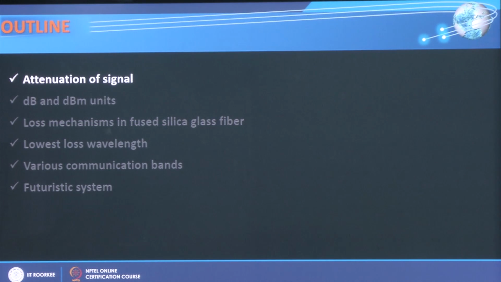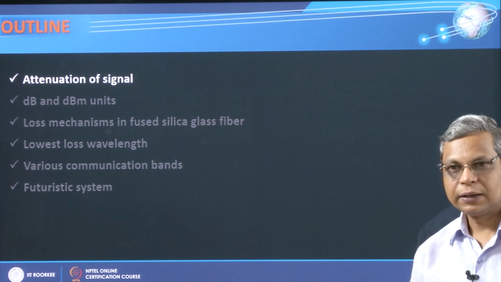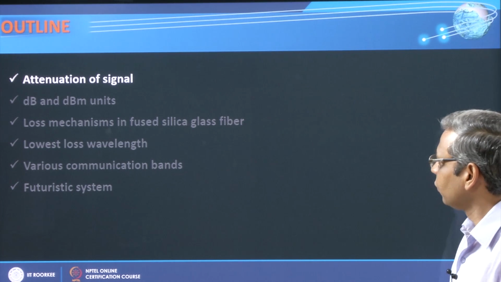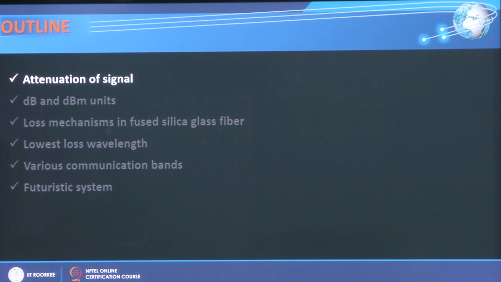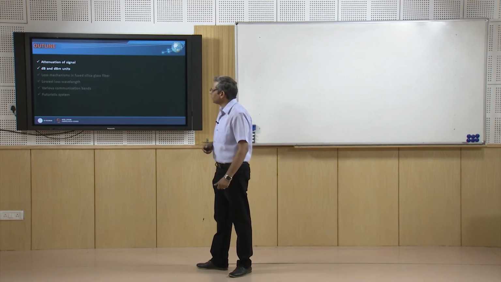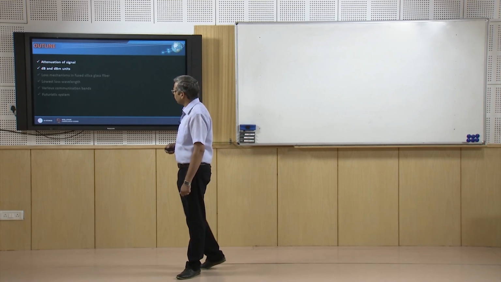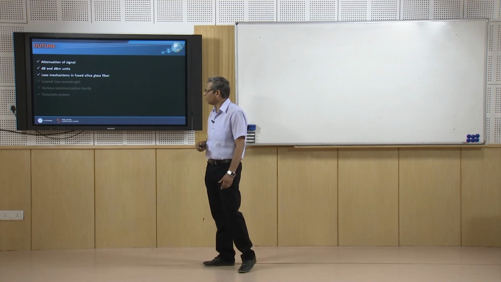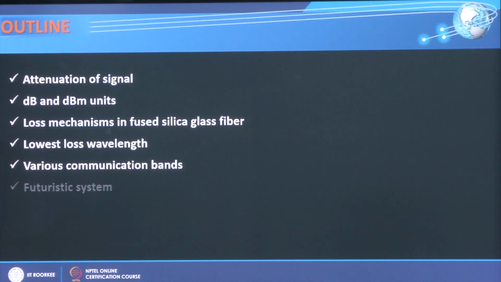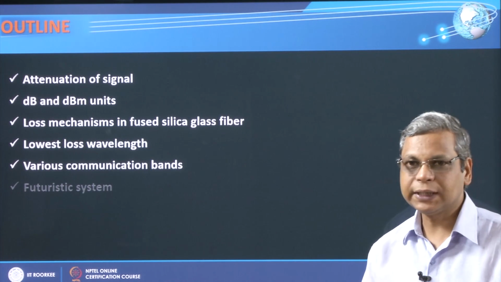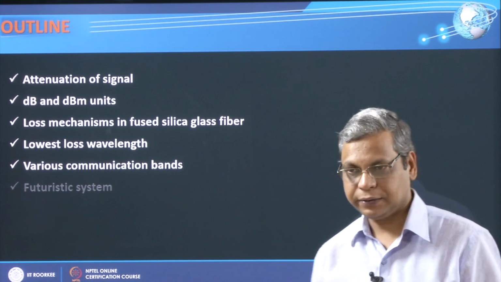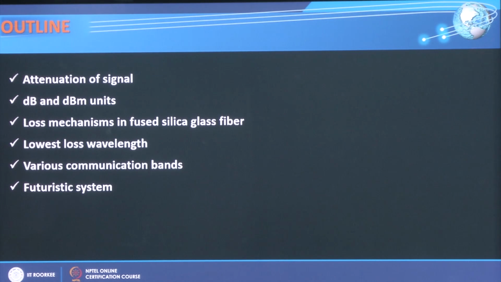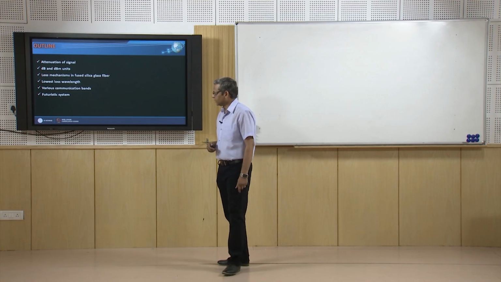In order to understand attenuation of signal and do calculations, the units dB and dBm are very handy. So, we are going to look into these units. Then, what are the loss mechanisms in fused silica glass fiber? At what wavelength do you have the lowest loss? What are the various communication bands? And what is a futuristic system we are looking at? So, these things we are going to do in this lecture.